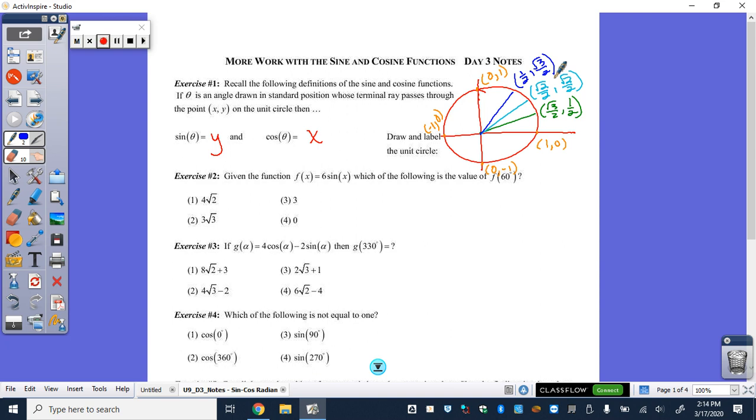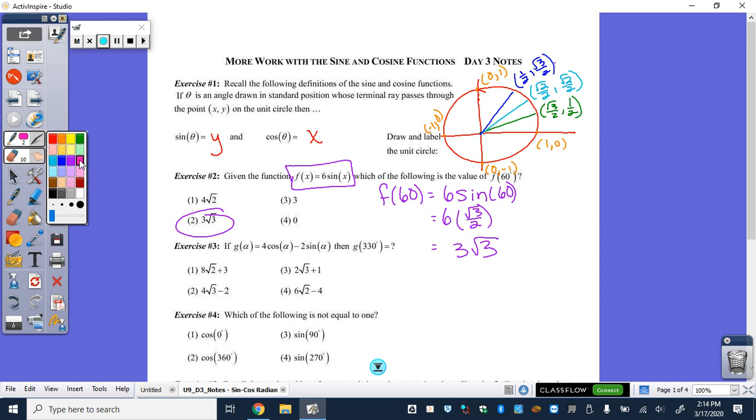So looking at some questions here. Given the function f of x equals 6 times the sine of x, which of the following is true for the value of f of 60? So just like any other function, we're plugging in 60 for our x. So 6 times the sine of 60. If I look up here at my unit circle, sine of 60 would be radical 3 over 2. So multiply those and I get 3 radical 3.